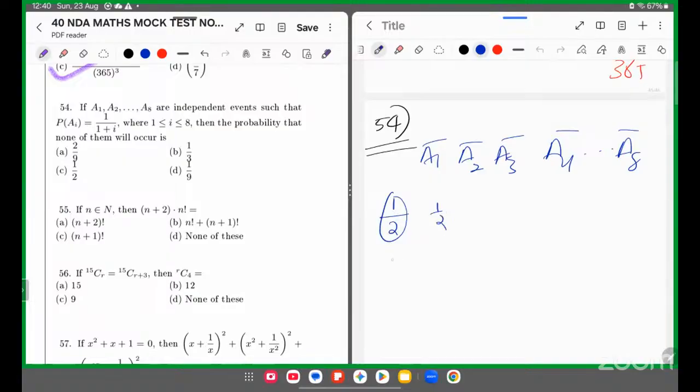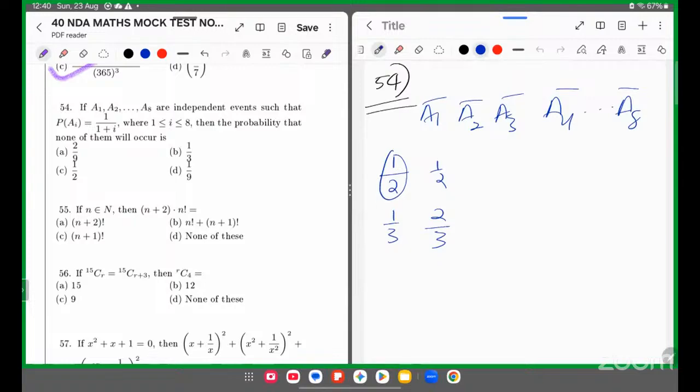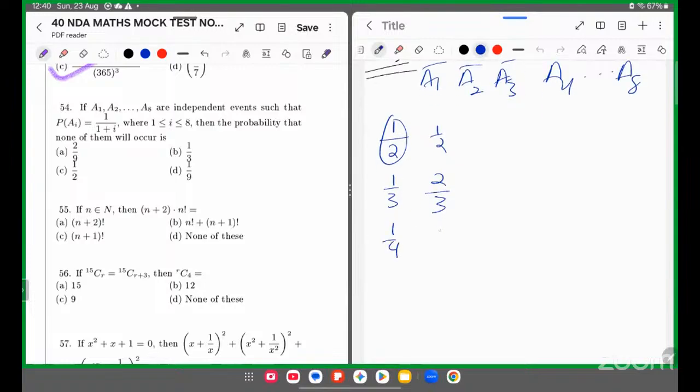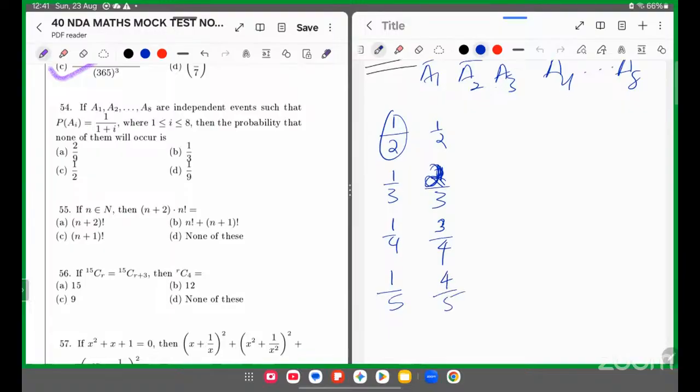Second case: 1 by 1 plus 1, 1 plus 2, 3. 1 by 3, so the complement will become 2 by 3. 1 by 4, it will become 3 by 4. 1 by 5, corresponding complement is 4 by 5. So it will go like this.